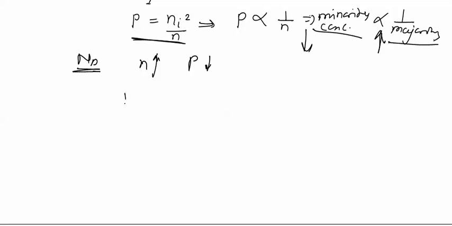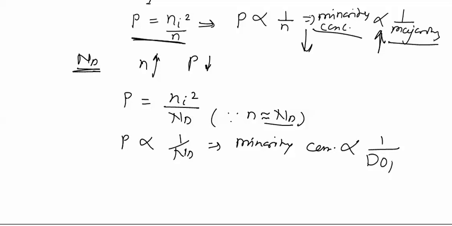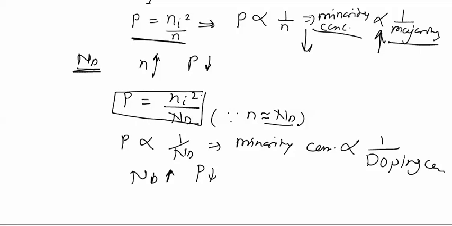Further, this equation can be used to derive some other equations. P equal to Ni square by, I can write N as ND because we have already shown that N is nearly equal to ND. If N is substituted as ND, then I can say that P is inversely proportional to ND, or in general I can say that minority concentration is inversely proportional to doping concentration. Means with increase in ND, hole concentration in the material decreases. This equation we will use in our problems to solve the GATE problems.